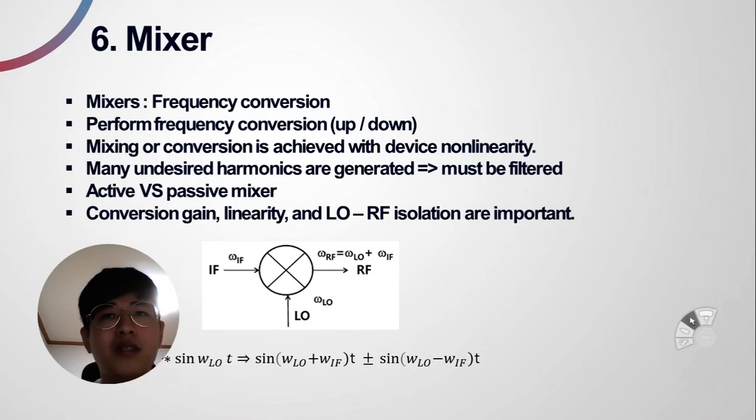The mixer mixes the two frequencies and pulls out the frequency corresponding to the sum or difference. When two frequencies are input to a mixer using a nonlinear element, a very complex frequency output is produced by the sum and difference of the frequencies, as well as the sum and difference of the harmonic components of the input frequencies. So many undesired harmonics are generated and they must be filtered.